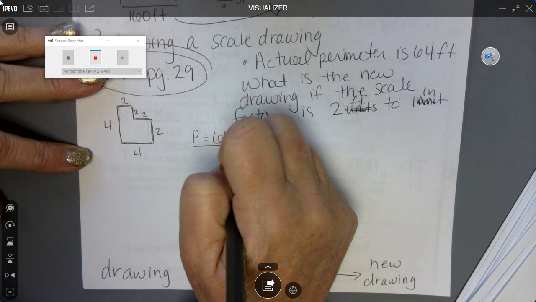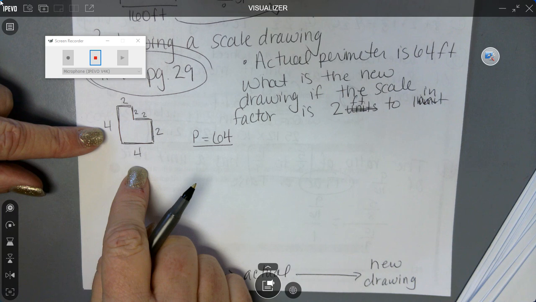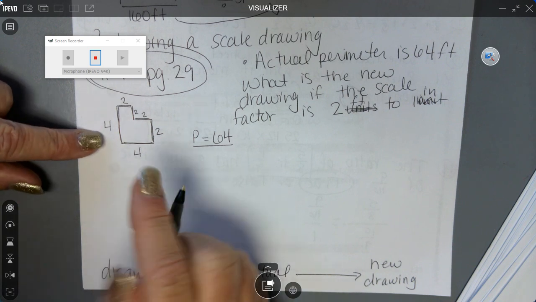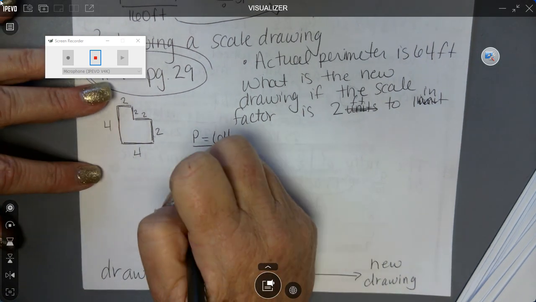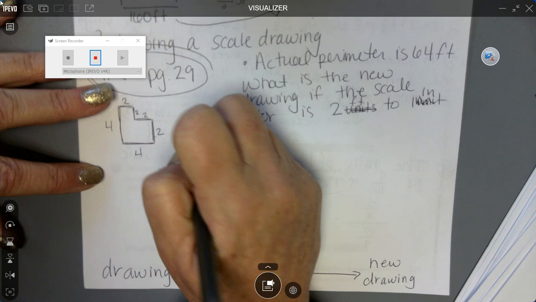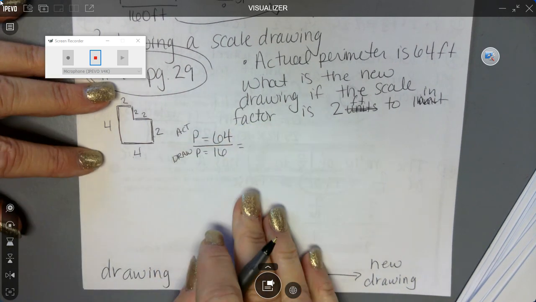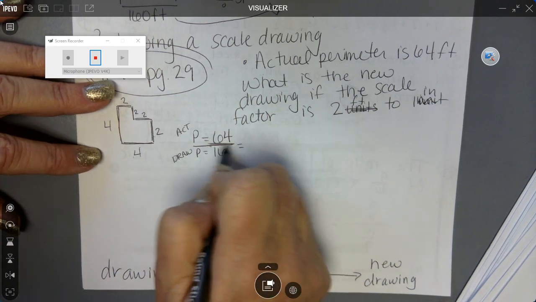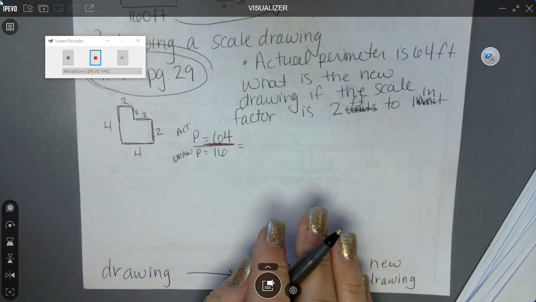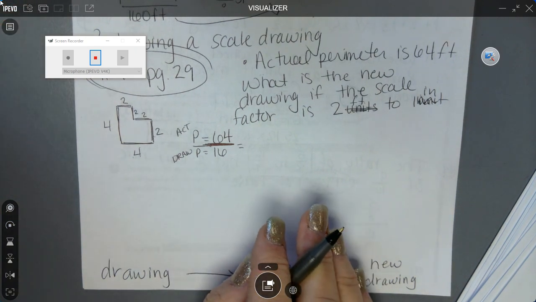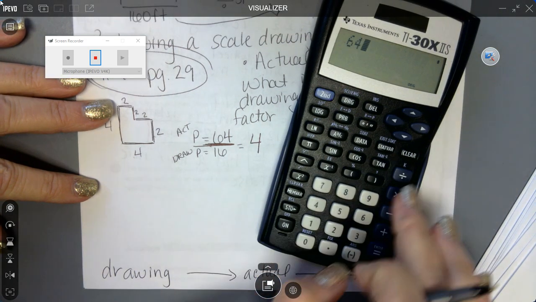What is the perimeter of this drawing? 16. 2, 4, 6, 8. 8 plus 8 is 16. So this is my actual perimeter, and this is the drawing perimeter. How do I find the scale factor? What's 64 divided by 16? Wait, 4. I did that in my head. Okay? Watch. 64 divided by 16 is 4.